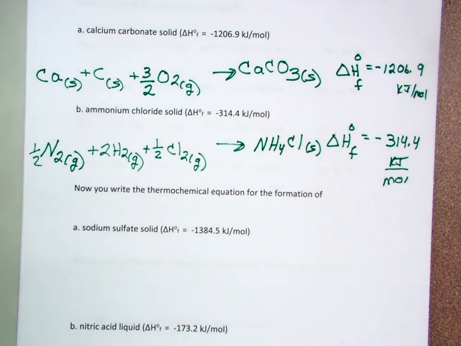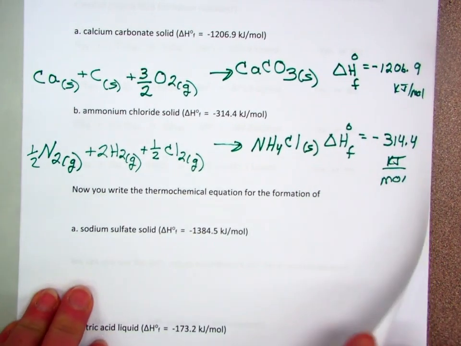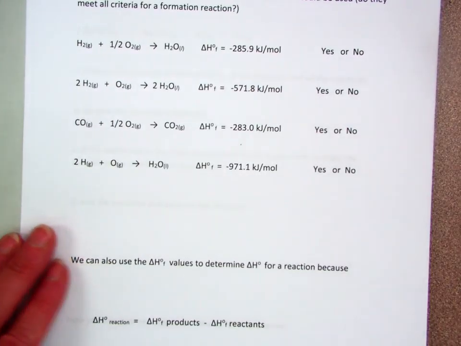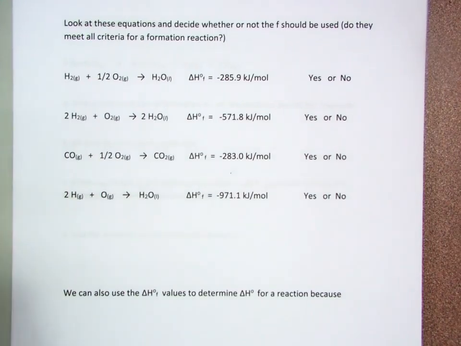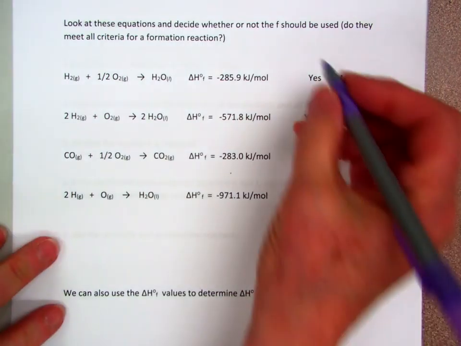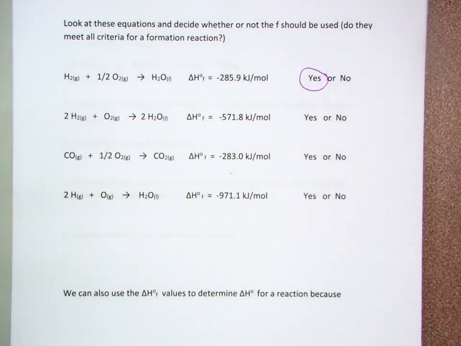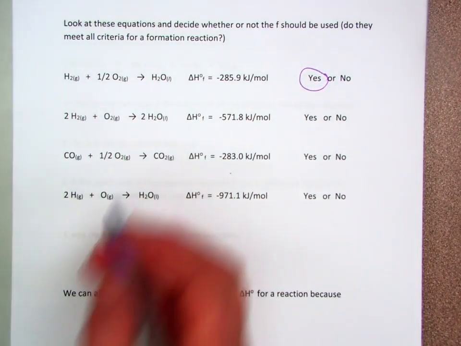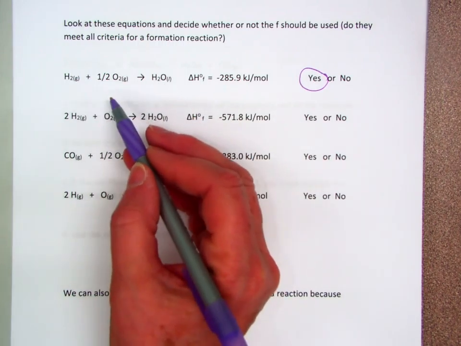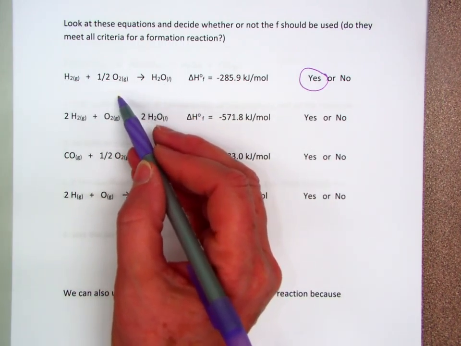Now, sometimes we like to put things in multiple choice format and say, identify, does this meet the criteria? So let's look on the next page. You look at these equations and tell me, do these meet the criteria for standard enthalpy of formation reactions? How about the first one? Yes, we have a balanced equation with subscripts. It makes 1 mole of product and all the reactants are elements in their natural state.